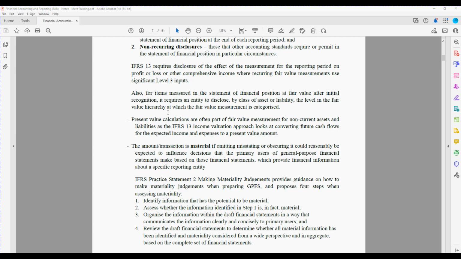So another key concept is materiality. It's around whether the transaction is material or not. A transaction could be material if, when you misstate it or obscure it, it could be expected to influence the decision of primary users. So if you were to not include a change in valuation or a certain transaction, would that actually impact the decision of primary users, so investors, management, etc.? If it does, then it's material. If it doesn't, then it's immaterial.